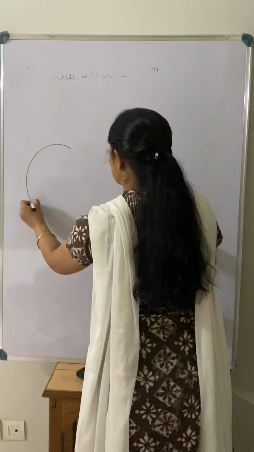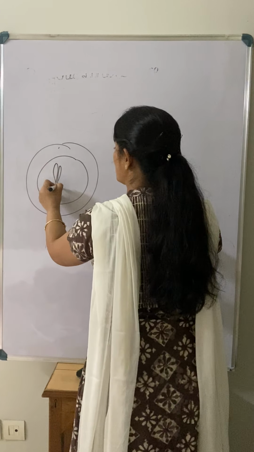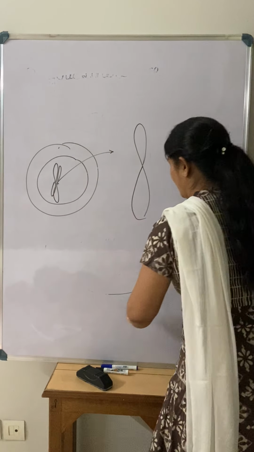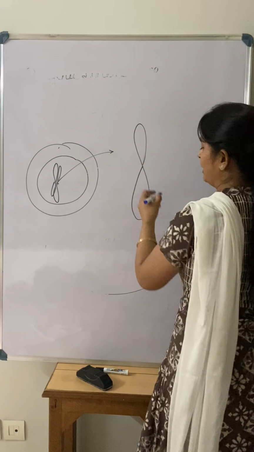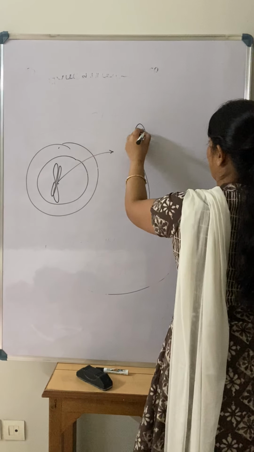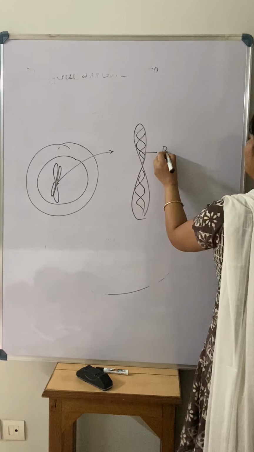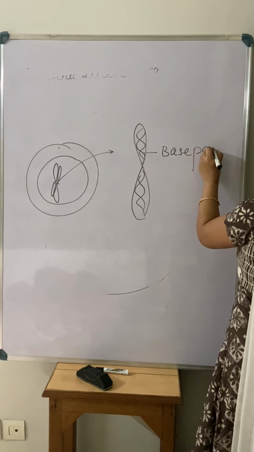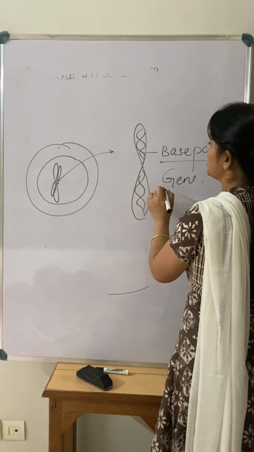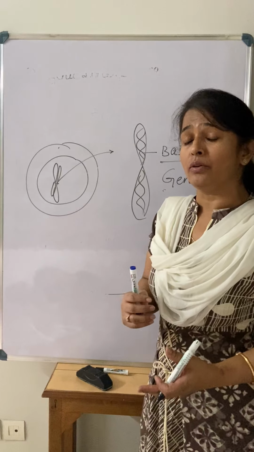If this is the cell, in the cell there is a nucleus, inside the nucleus there are chromosomes, right? If we enlarge the structure of a chromosome, there is DNA. And DNA is made up of base pairs, and a group of base pairs contributes to the gene. So actually he was talking about the gene, but due to the lack of information about the nucleus structure, he was unable to say so.